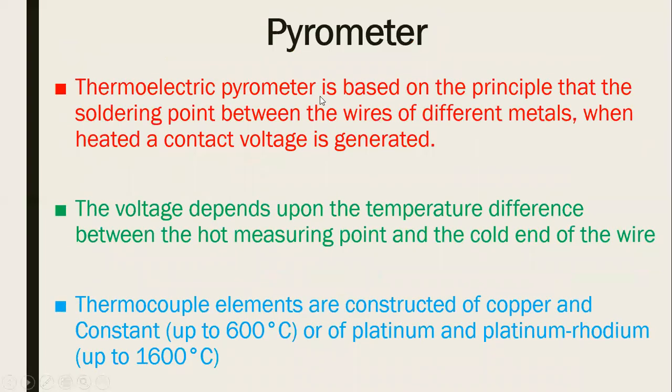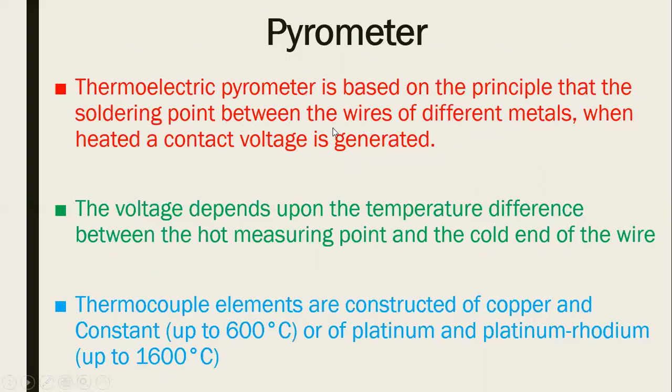The next point is the pyrometer. The pyrometer is used for measuring higher temperatures. The thermoelectric pyrometer is based on the principle that at the soldering point between wires of different metals, when heated, a contact voltage is generated. In the pyrometer, what is the connection?